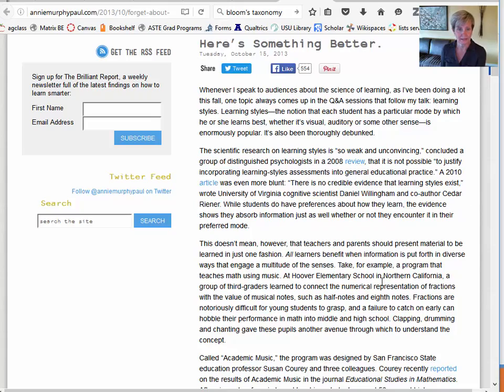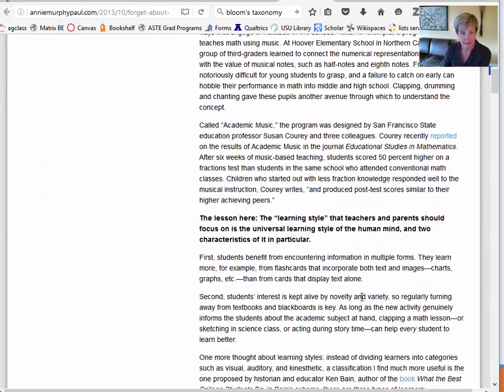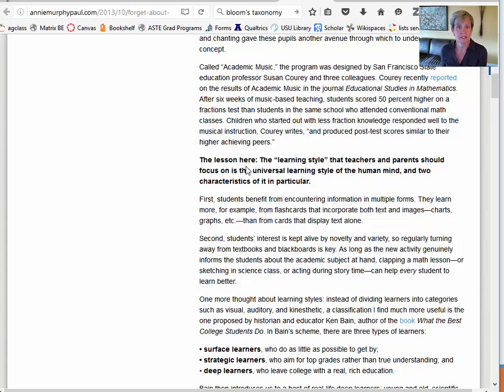But if you scroll down to cut to the chase, the lesson's here. The lesson here is that the teacher and parents should focus on the universal learning style of the human mind, and two characteristics of it in particular. First, students benefit from encountering information in multiple forms. So lots of different ways. Touch as many senses as possible. And second, student interest is kept alive by novelty and variety. So regularly turning away from textbooks and blackboards is key.